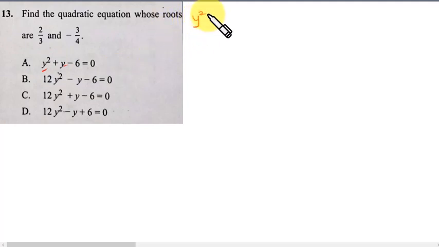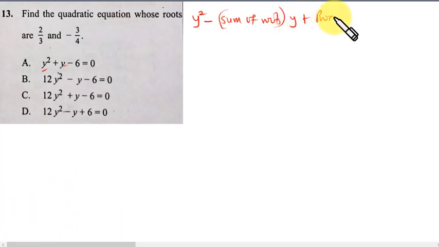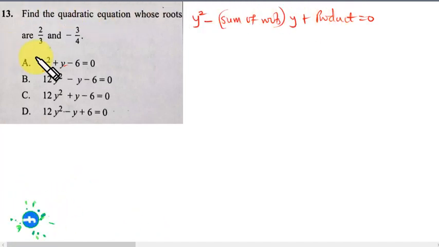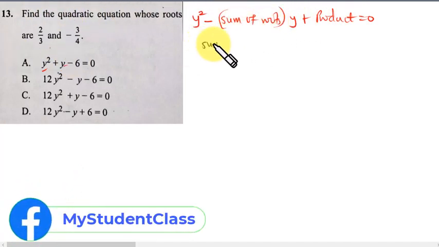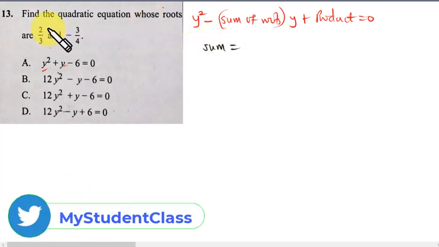So I'll say y squared minus the sum of roots times y plus the product of roots equals 0. So that is all. All I have to do is to sum the roots. So I'm going to find the sum of roots. These are the roots.